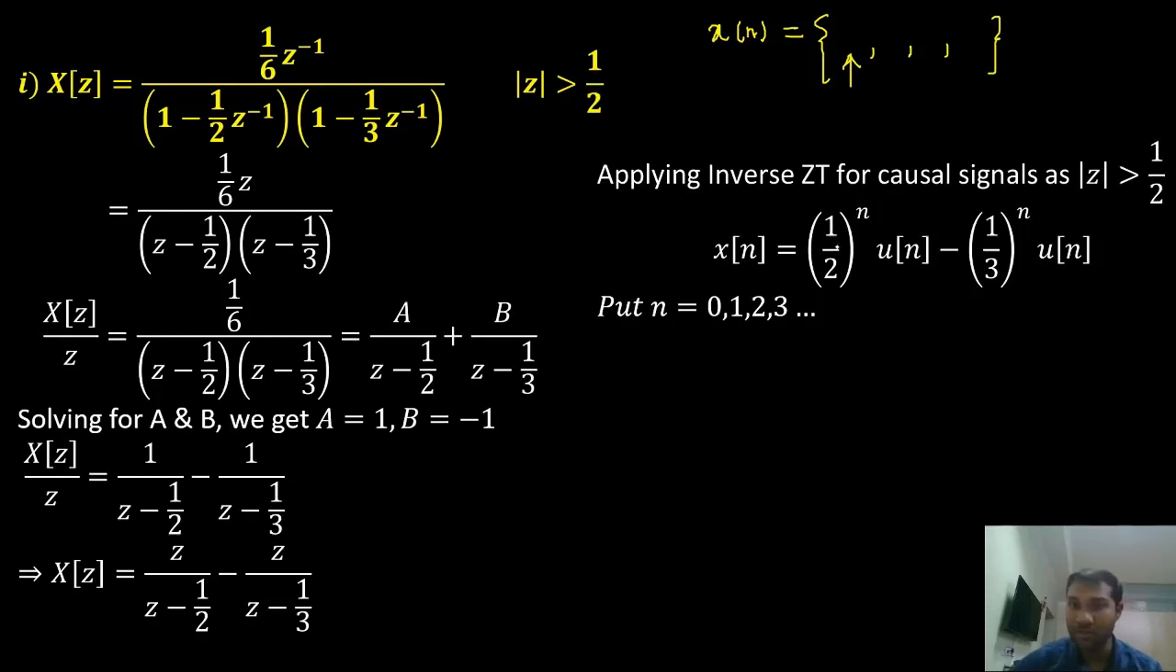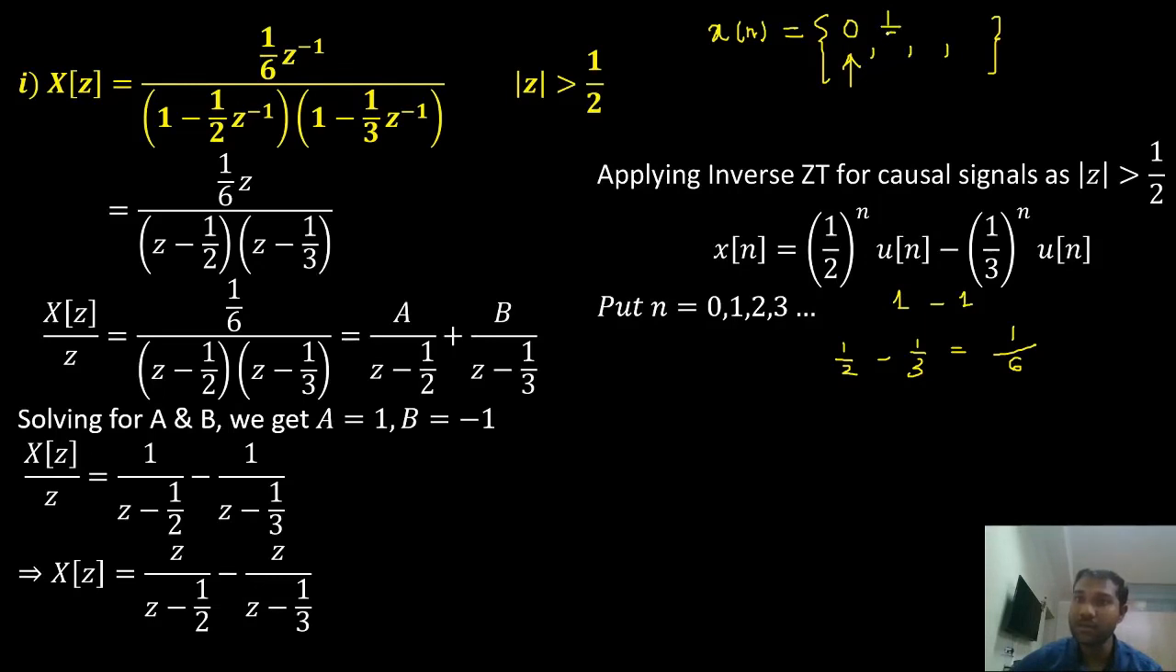Now if I put n equals to 0, what happens? X of 0, 1 by 2 power 0, that is 1, and u of 0 is 1, right? So 1 minus 1, I have to get 0. My x of n is now going to be 0 at origin, and if I put 1, what will I get? 1 by 2, and u of 1 is 1, minus 1 by 3, u of n is again 1. So simplifying, I'll get 3 minus 2, that is 1 by 6.